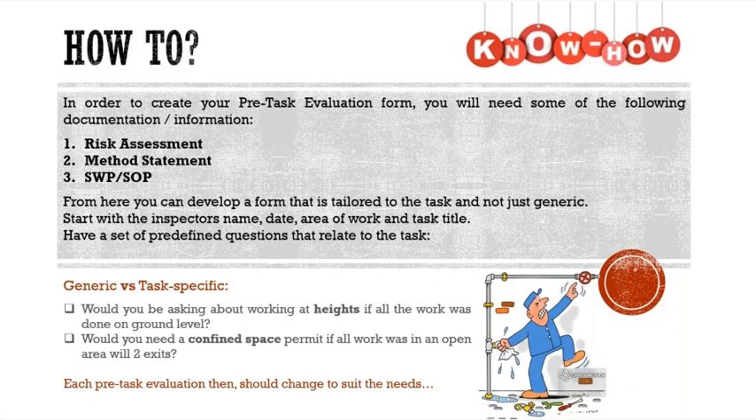Well, in order to create a pre-task evaluation form, you do need a few other types of documents, such as the risk assessment for that site or that task being performed, the method statement, the step-by-step procedure of how you go about performing this, as well as the safe working and safe operating procedures. Now, what is the difference between these?